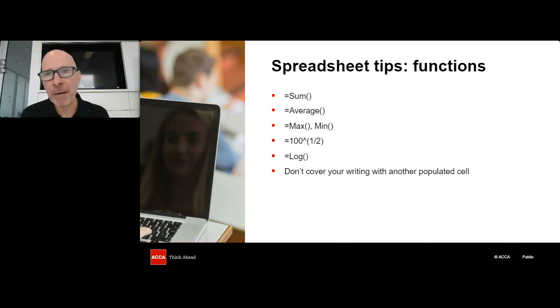Now, this is something that I read about in the examiner's report. If you're writing something in the spreadsheet, don't cover it with a number because the markers cannot resize. So make sure everything is readable in the presentation that you are giving when you are done, right? If you can't read it, the other people using your document can't read it. And there are no marks for making it look pretty in Financial Management. Okay? So avoid trying to make it pretty.